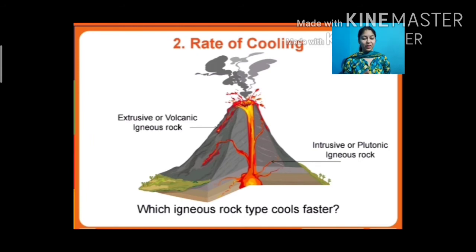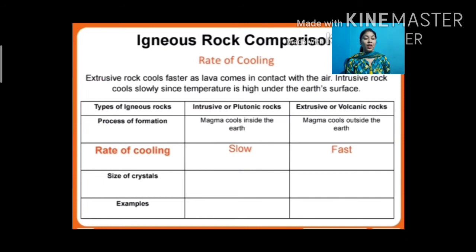Rate of cooling. Which igneous rock type cools faster? So what do you think? Which igneous rock will cool down faster? Extrusive or intrusive? Let us see. As for intrusive rocks, the magma cools down under the surface of the earth, so the rate of cooling will be slow. And for extrusive rocks, the lava cools down outside the surface of the earth, so the rate of cooling will be faster. So intrusive rocks cool down slower and extrusive rocks cool down faster.